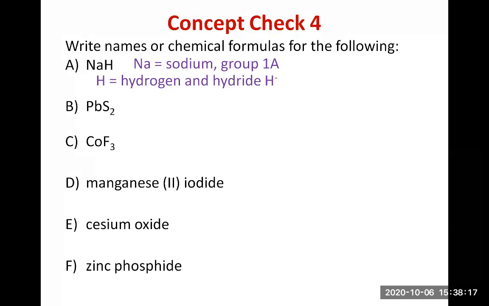And so it's negative 1 because sodium from group 1A has 1 positive charge, so hydride has to have 1 negative charge. And so if you put those two together, because it's a type 1 ionic compound, right? Sodium is a type 1 metal, so then you just name it as sodium hydride.